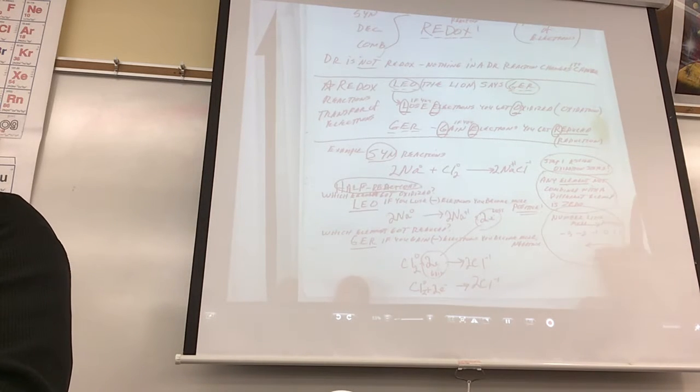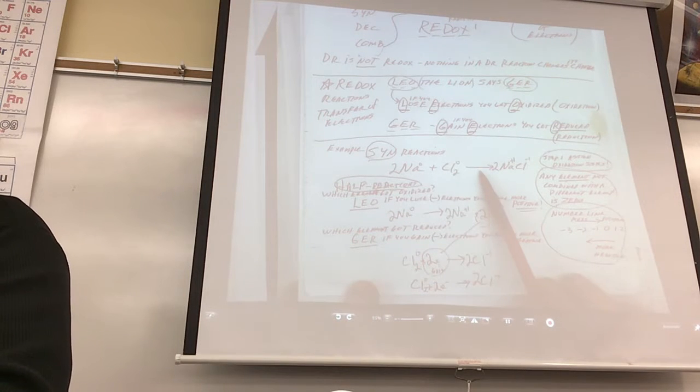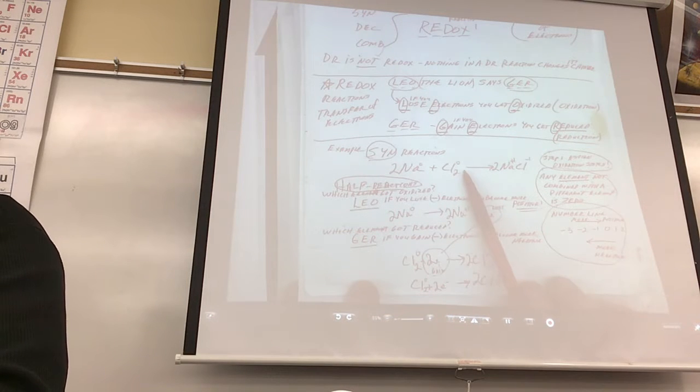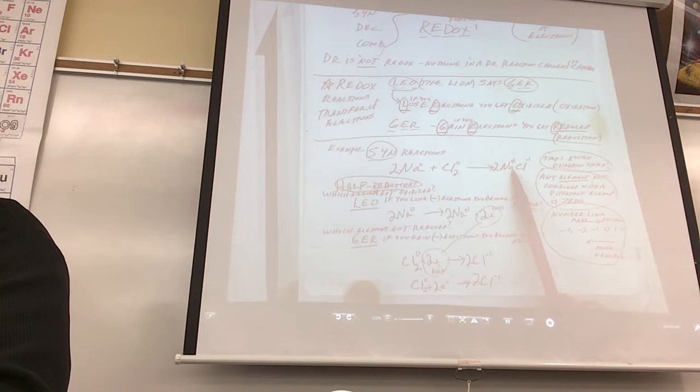All right, so anyway, let's take a look. How do you assign these oxidation states? Well, if it's an element not combined with any other element, then it has an oxidation state of 0. Sodium is not +1. Sodium is 0. If I just had a piece of sodium, it's 0. But what about sodium in a compound? It's a +1 ion, isn't it? So its oxidation state is +1.